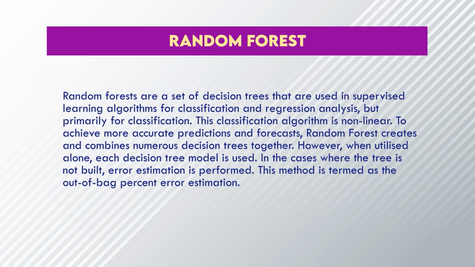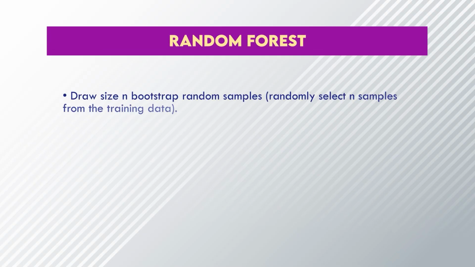However, when utilized alone, each decision tree model is used. In the case where a tree is not built, error estimation is performed. This method is also referred to as out of bag percent error estimation. So this is one of the features of random forest, that it uses out of bag percent error estimation. Moving forward, I'll take the same example here. The example is very simple. The algorithm is very simple itself.